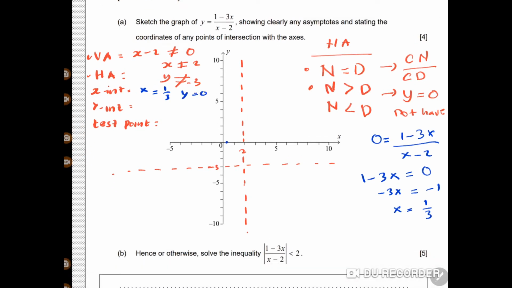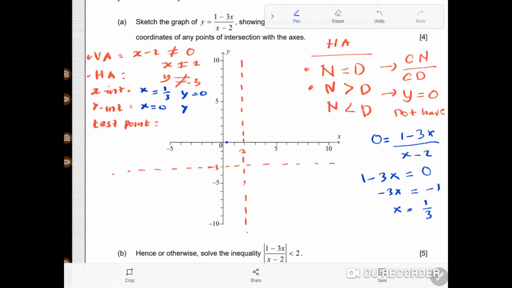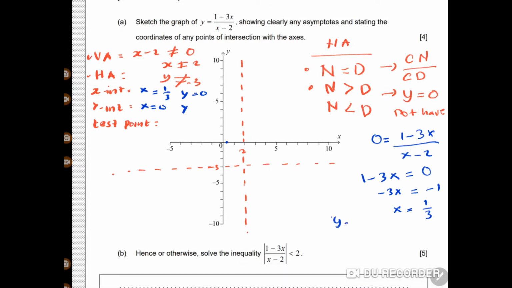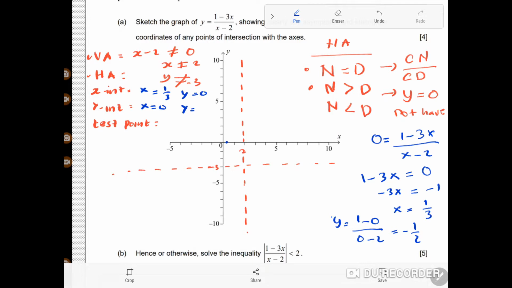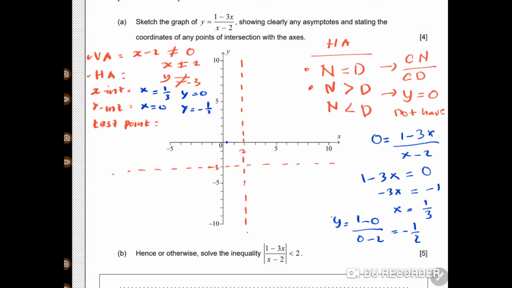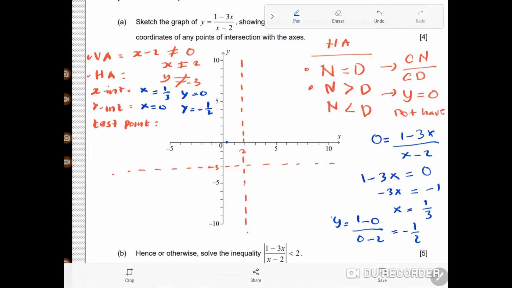What is the y-intercept? The y-intercept is when x equals 0. So what is y when x equals 0? We have y equals (1 minus 0) over (0 minus 2), so we have negative 1 over 2. So for the y-intercept we have negative 1 over 2, or negative half.